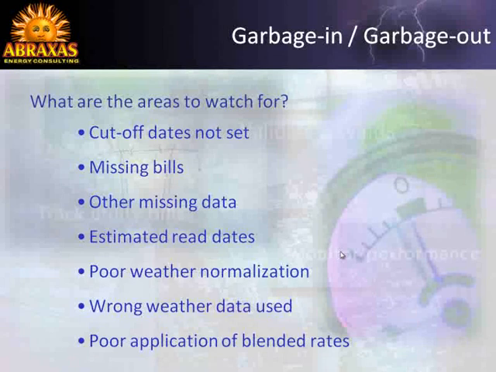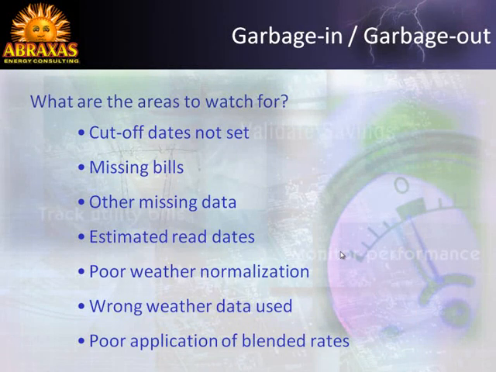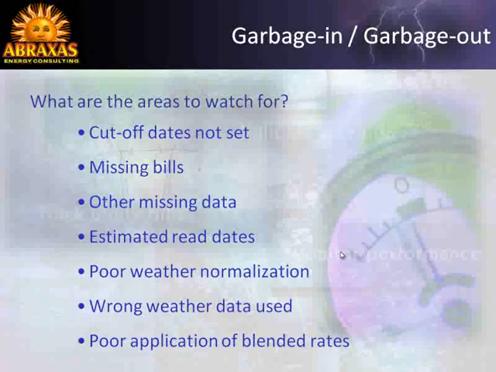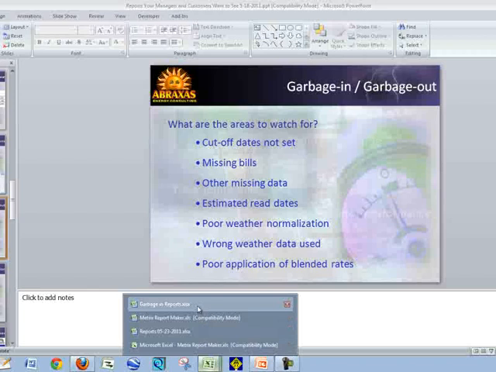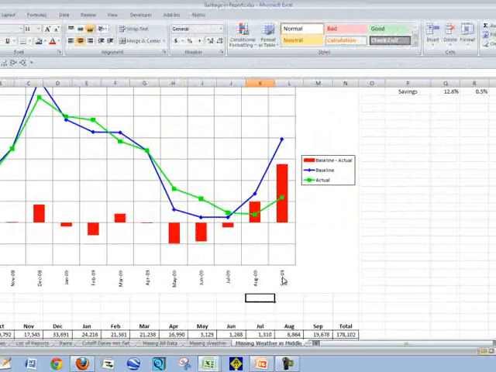The first thing is that the bill cutoff dates are not set. Just as an overview, a bill cutoff date is something that assigns a bill to a month. So if it goes from January 15th to February 15th, it says, okay, that is a January bill. If those aren't set properly, you could see something that looks like this in this report here.